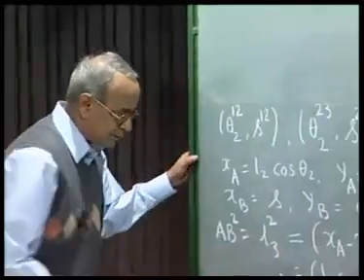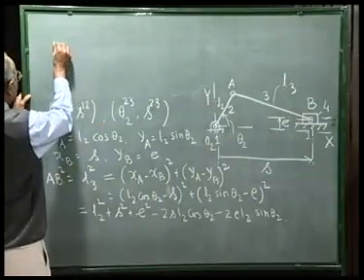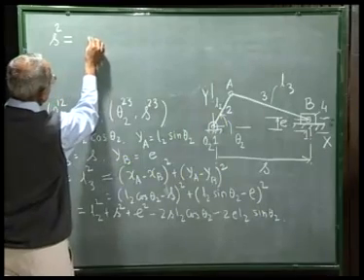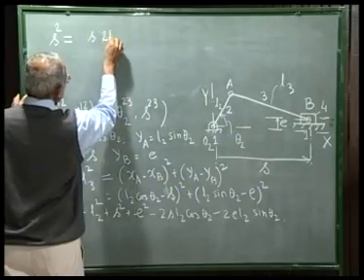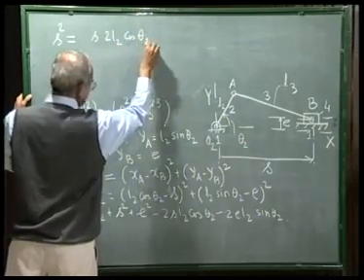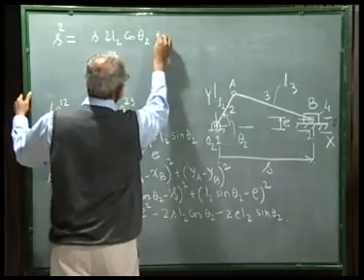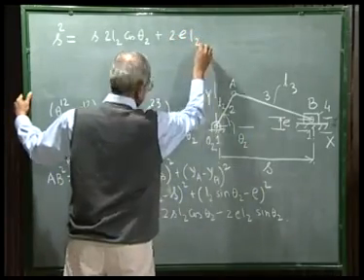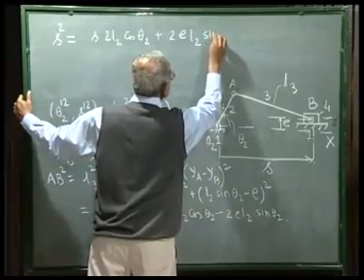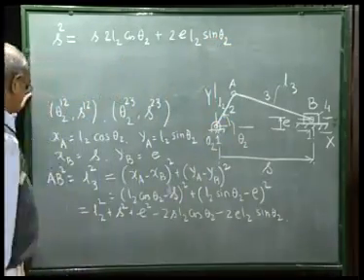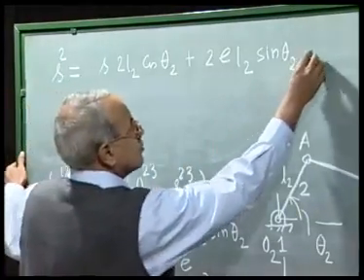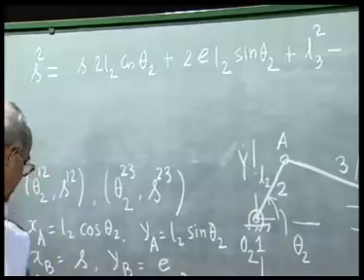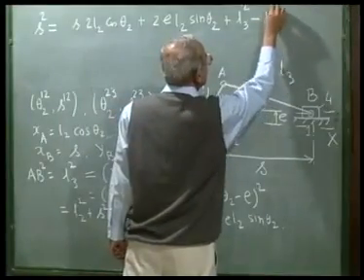Let me now rearrange the terms of this equation in the following manner. We write S squared is equal to twice S L2 cosine theta 2 plus twice E L2 sin theta 2 plus L3 squared minus L2 squared minus E squared.